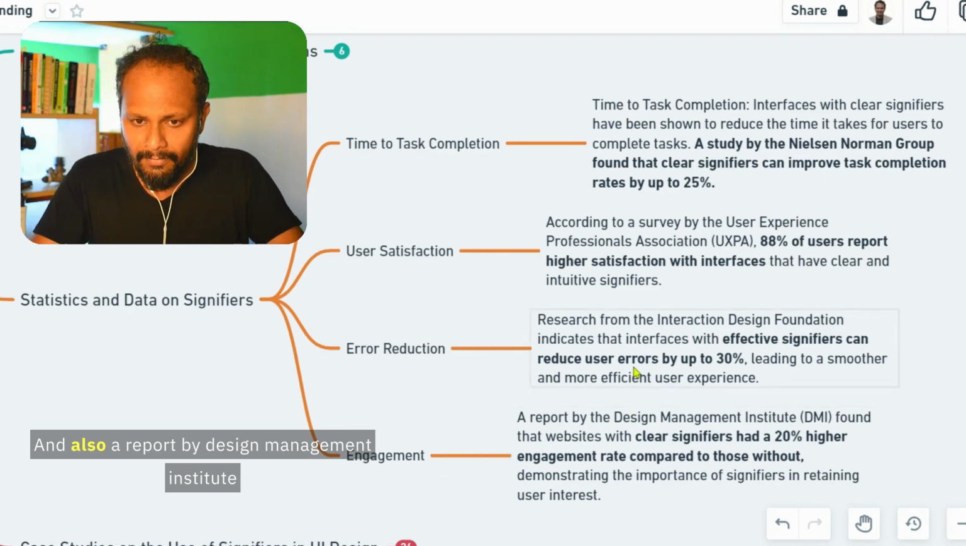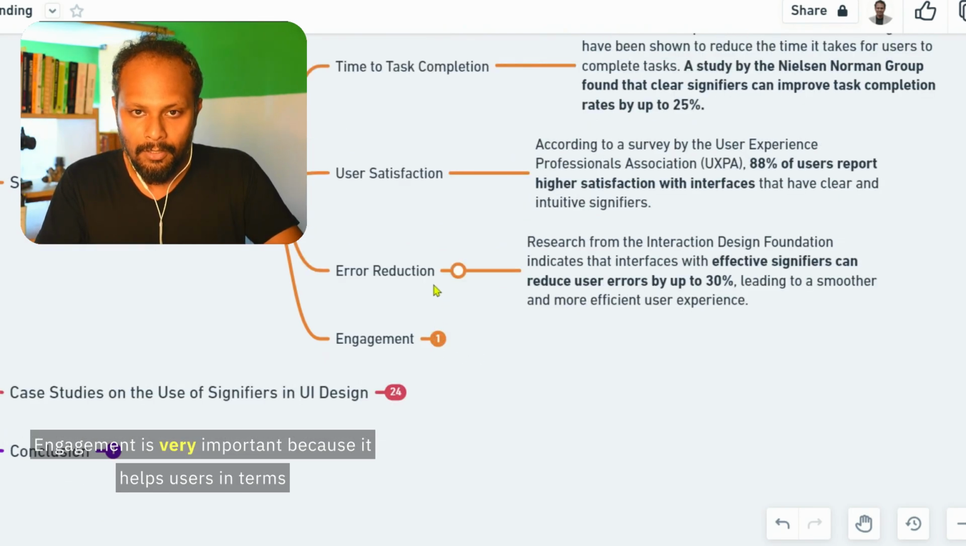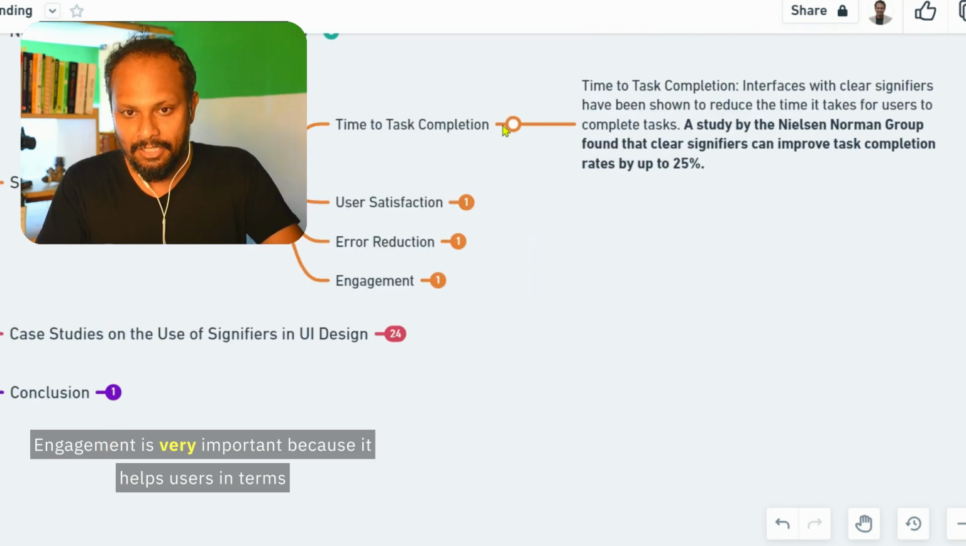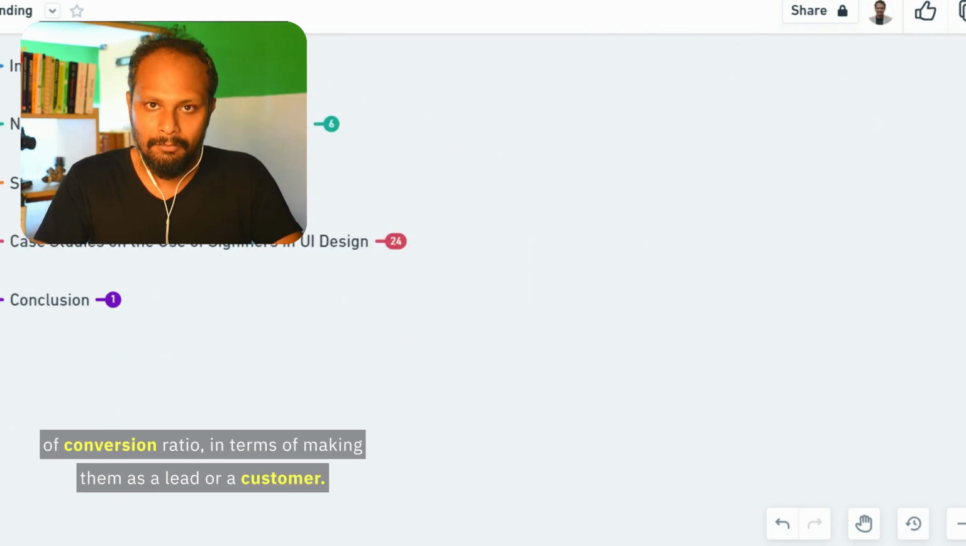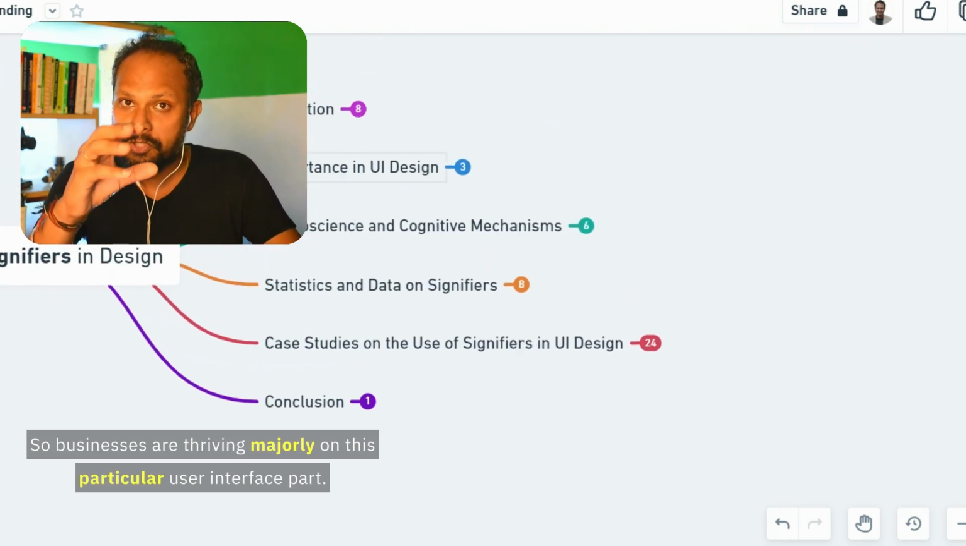And also, a report by Design Management Institute found that a 20% higher engagement rate appears. Engagement is very important because it helps in terms of conversion ratio, in terms of making users a lead or a customer. So businesses are thriving majorly on this particular user interface part.